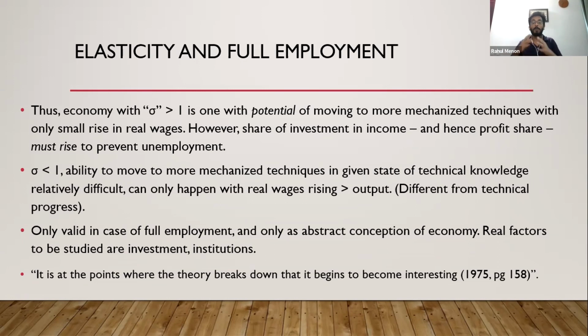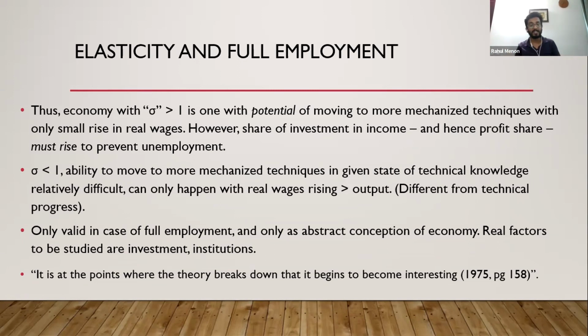So it's talking about a potential, and this potential could be social as well. In an economy where unions are very weak and the pace of technological progress is very, very fast, real wages can rise very slowly, even though output per head is rising very fast. And if you have to maintain full employment, the share of investment and profits has to rise.